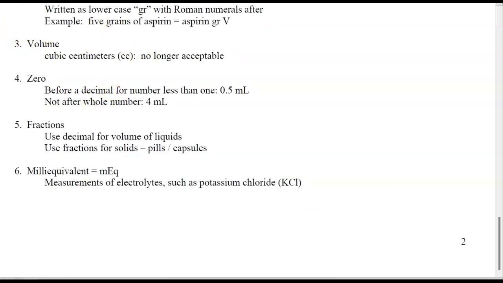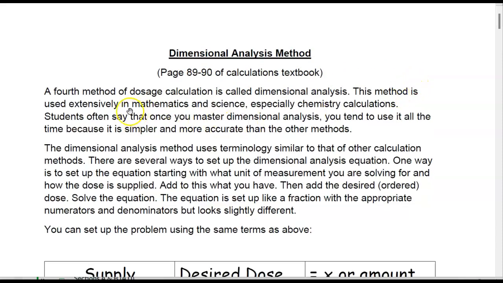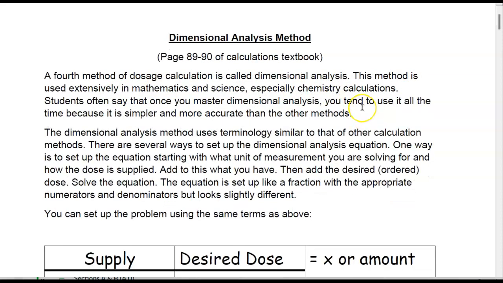So this concludes the systems of measurement. We're going to go next to dimensional analysis. You can read about this in your calculations textbook, pages 89 to 90. A fourth method of dosage calculation is called dimensional analysis. Your textbook uses other methods too, but this is what's going to be expected from you. This method is used extensively in mathematics and science, especially chemistry calculations.